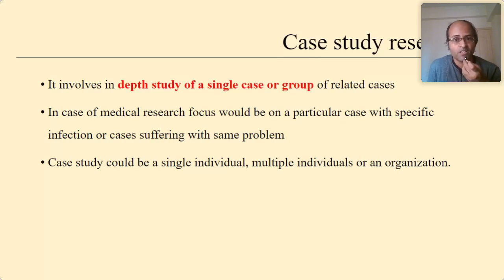And in some cases, if you can't get out with case study research, you can do case study research from literature as well, which forms a secondary research. Case study could be a single individual, multiple individuals, or it could be a complete organization as well.